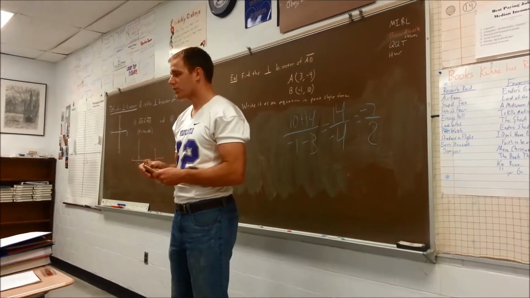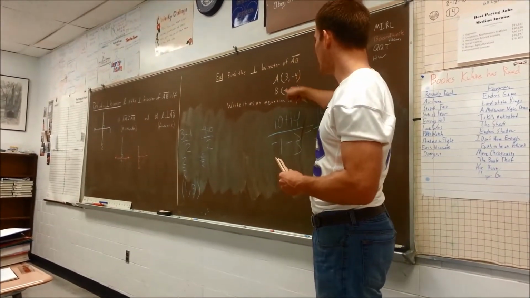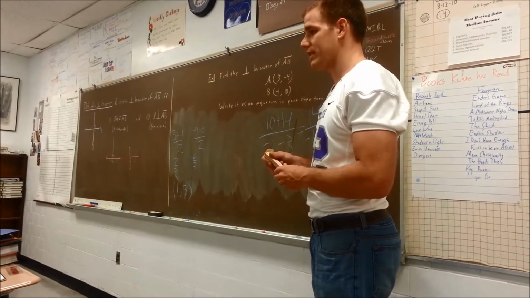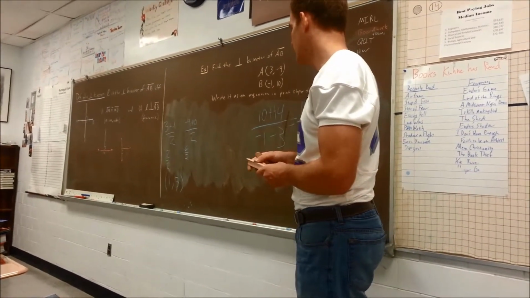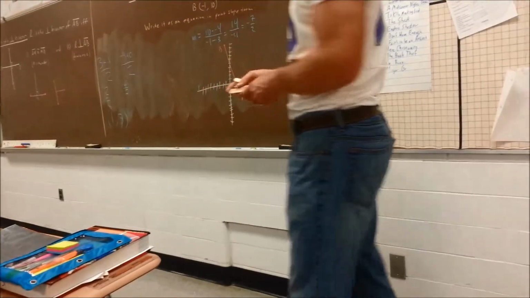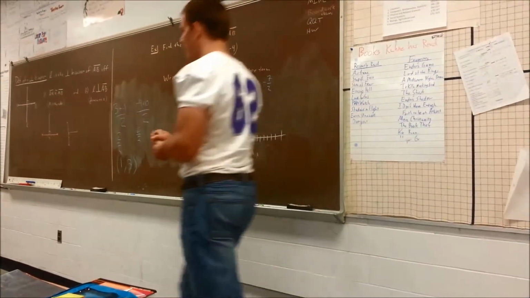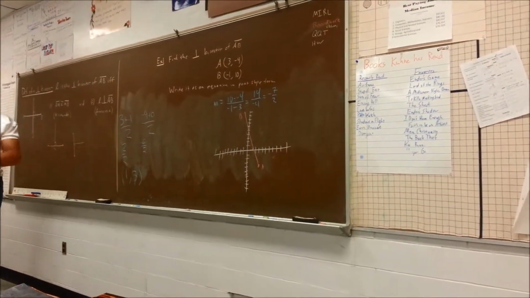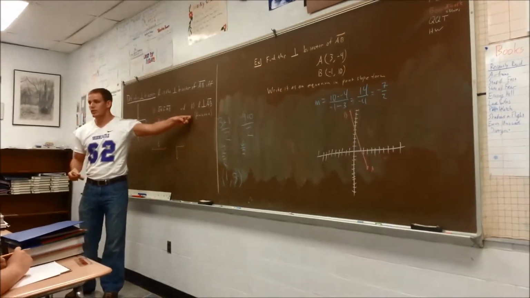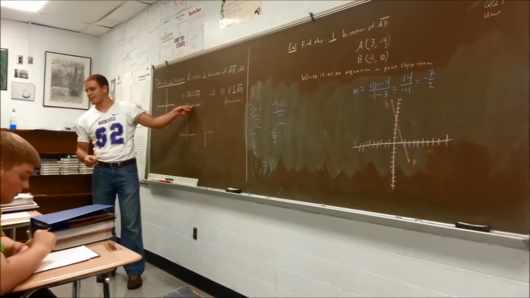So on your graph, I want you to graph A at 3, negative 4, and B at negative 1, 10. Do that on the graph right now, please. So what we're going to do here is just draw a segment. Next thing we're going to do, it says perpendicular bisectors go through the midpoint, and they form a right angle. So what do you think the next thing we're going to do is? Find the midpoint. Well, we already did that, didn't we?